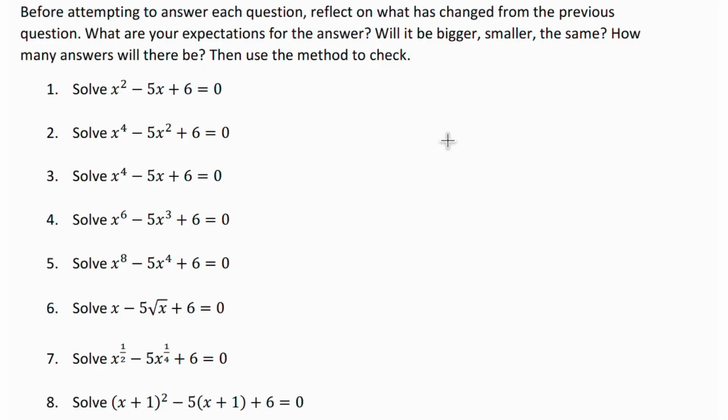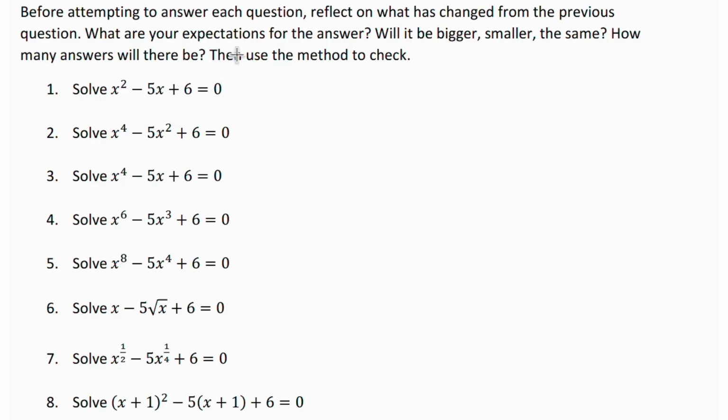In this set of practice questions, you're asked to reflect on what has changed from one question to the next, how this affects what you think the answer might be, whether it's bigger, smaller, the same, how many answers there will be, and then we're going to use a formal method to check.